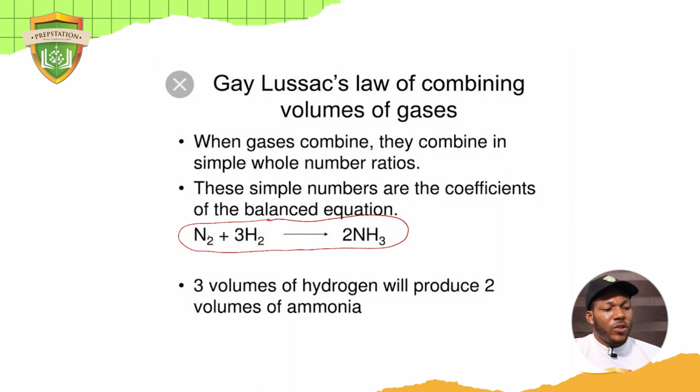Now, how many volumes of nitrogen are needed to combine with hydrogen to give us ammonia? This is 1 is to 3. Okay? 1 volume is to 3 volumes of hydrogen, giving us 2 volumes of ammonia. So it was particularly concerned with the volumes of gas when they are in a particular chemical reaction. Totally, we have 3 volumes of hydrogen that will produce 2 volumes of ammonia. Equally, you can also say we have 1 volume of nitrogen that can react with 3 volumes of hydrogen to give us 2 volumes of ammonia.